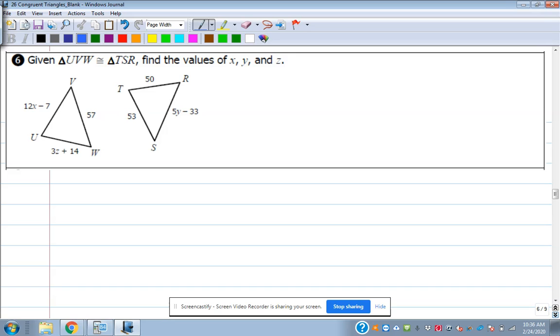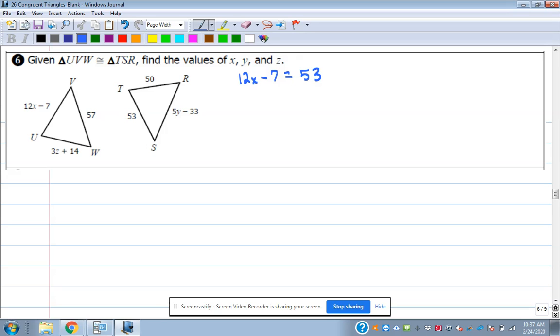Ooh, algebra, everybody's favorite. Triangle UVW is congruent to triangle TSR. Find the values of x, y, and z. All right, so what do we set 12x minus 7 equal to? Because that's the same side. UV is congruent to TS, right? So we can set those equal to each other. Now, the reason we want to know those statements is because when we go to do the proofs, we've got to say we know these triangles are congruent, so these sides are congruent through CPCTC, and that allows us to set up this algebra to work that out.